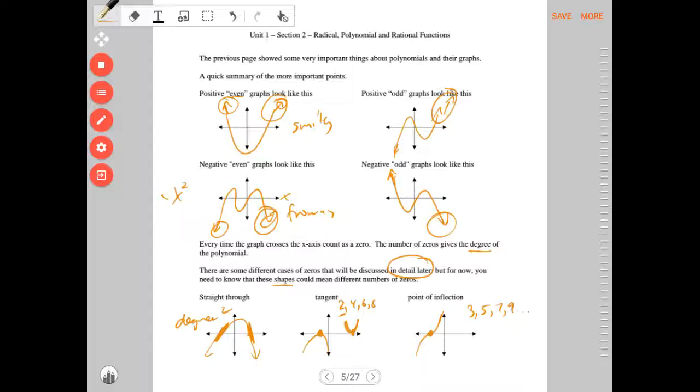What that means is that that zero, let's say it's at -1, so if the zero is at -1, the factor then is x + 1, and it means that zero happens 3 times. It's called multiplicity, and we're going to talk about it near the end of this unit. But for right now, you just need to know that those shapes make different numbers of zeros.